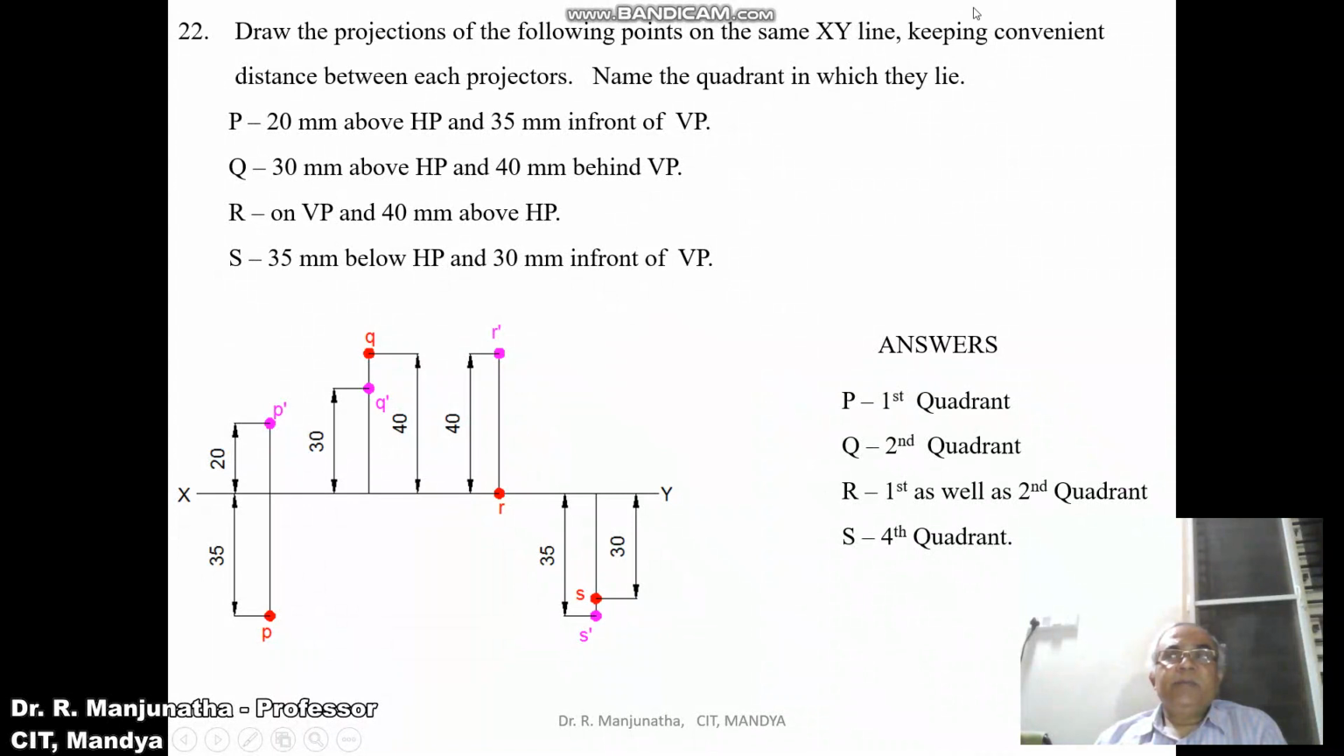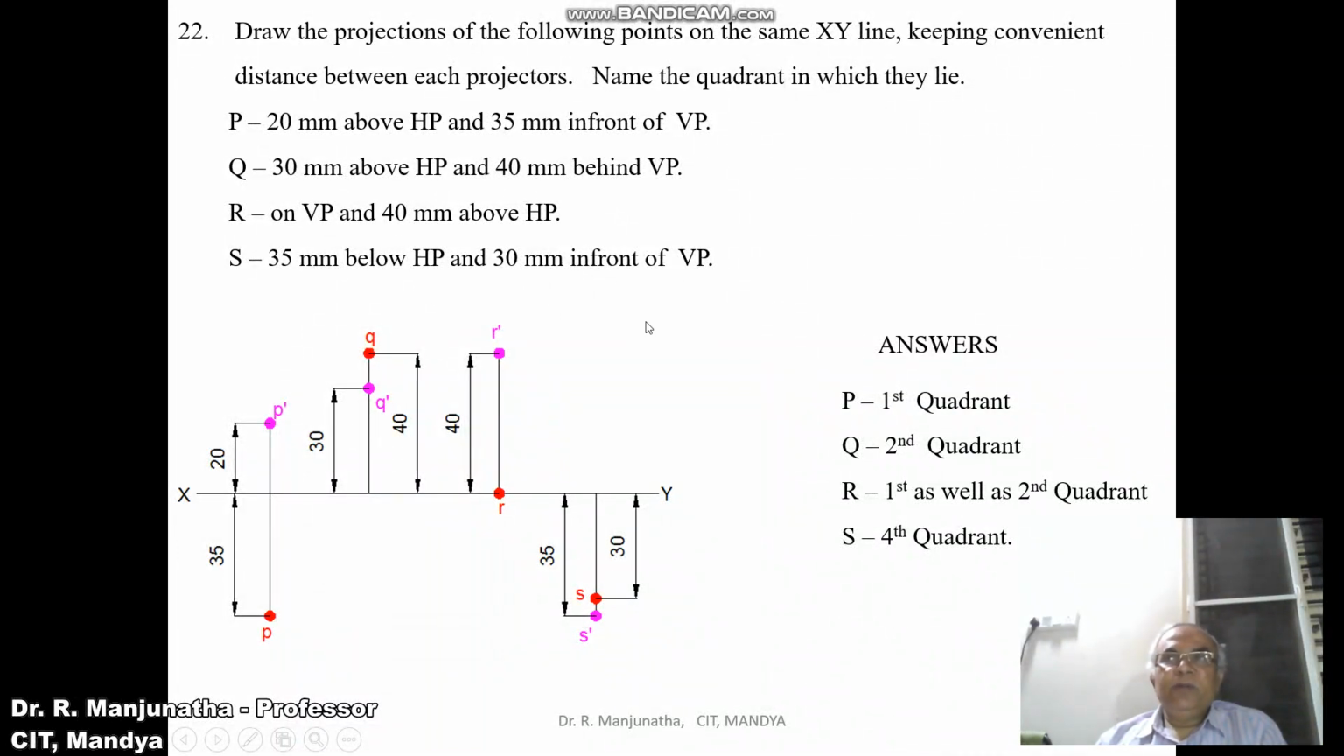Then keeping a convenient distance, you draw another vertical projector, and since capital R is on VP, obviously the point is on the XY line in the top view, it is R, and 40 mm above HP. Above HP will be on the vertical plane, so it is the front view, R dash, and above HP always comes above the XY line. Then capital S, 35 mm below HP and 30 mm in front of VP.